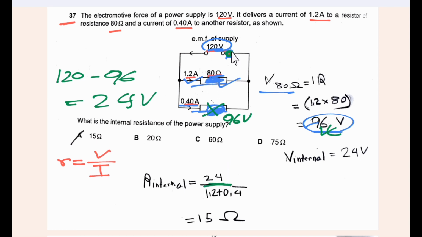And what is the total current? Since they are arranged in series, the total current would be the current of the 80 ohm resistor and the current of this resistor added together. So we add these values and we get the answer of 1.6. Resistance is equal to voltage by current. So the resistance we get is 15 ohm.